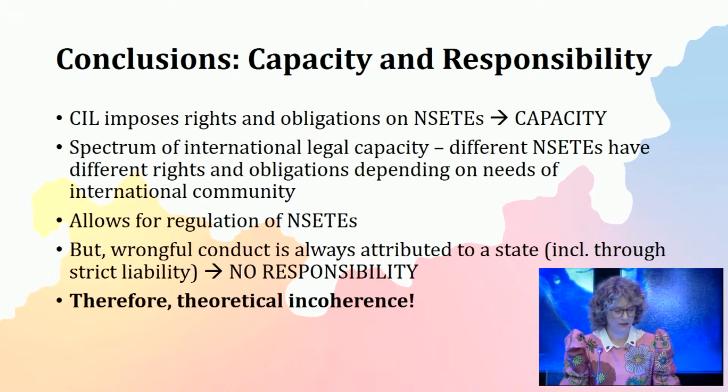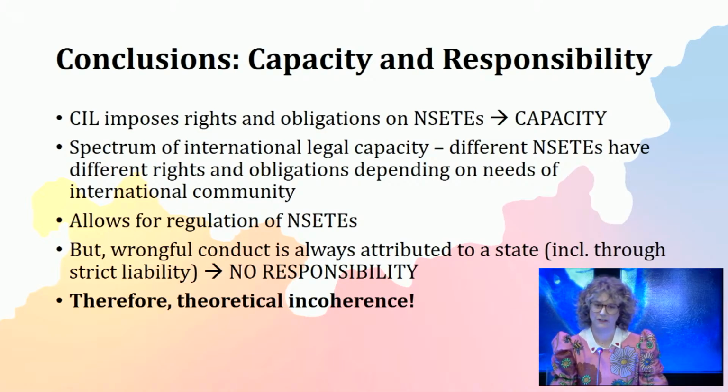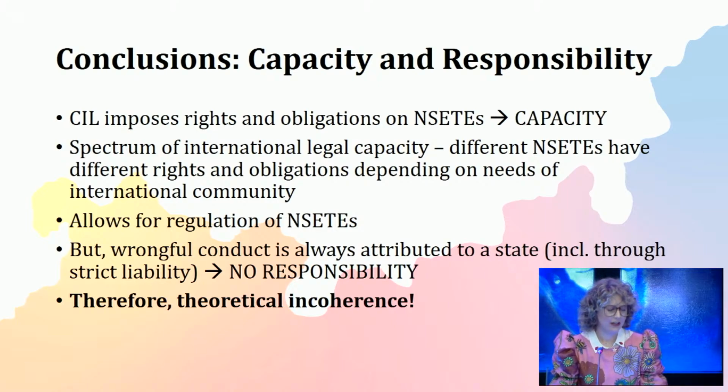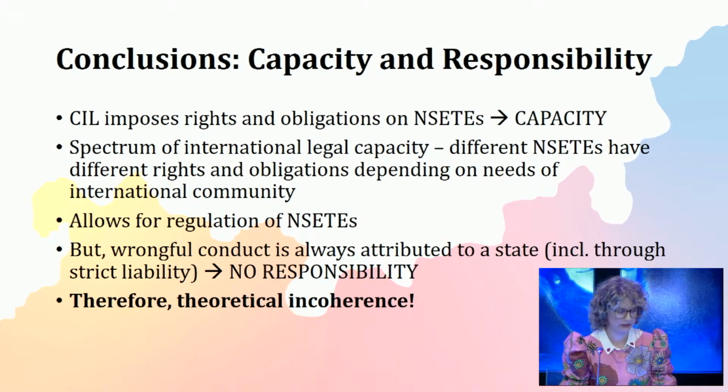So different non-state effective territorial entities have different rights and obligations depending on the needs of the international community. And this is based on the pragmatic and dynamic nature of customary international law, which allows us to see that these entities can assume functional capacities. In this way, we don't overemphasize recognition, which we can see as state consent, in the role that these entities have in the international community. So it allows us to regulate non-state effective territorial entities, which is great in terms of both the challenges they pose and the benefits that they bring to the international community.